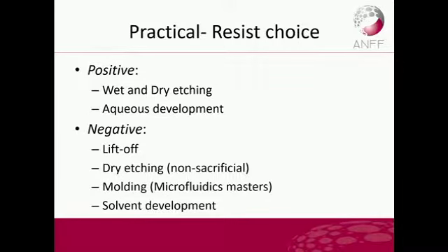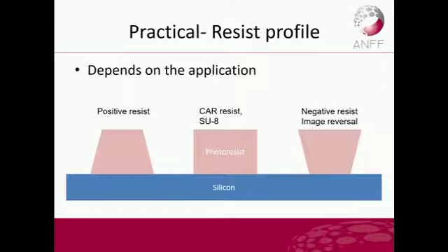You also need to make the right choice of whether you want to use positive or negative resist. With positive resist, they are generally good for wet and dry etching. They are usually done with aqueous development. For negative resist, we tend to use them only for lift-off process. They are perfect for dry etching, but they are hard to remove. So they are usually referred to as the non-sacrificial dry etching mask. You can use it to mold the PDMS, and they are usually carried out in a solvent development environment, which could not be feasible for you.